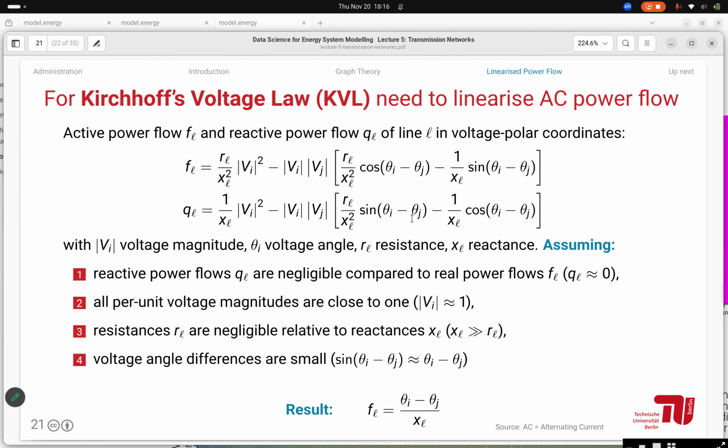And then you do small angle approximation that you maybe know from other math courses, for example, or other engineering courses, that the sine of the angle differences is approximately the angle difference itself. And what you then get out of that is just this simple linear equation that your flow in the network is related to the voltage angle differences by the reactance, the physical quantity, or the attribute of the line itself.